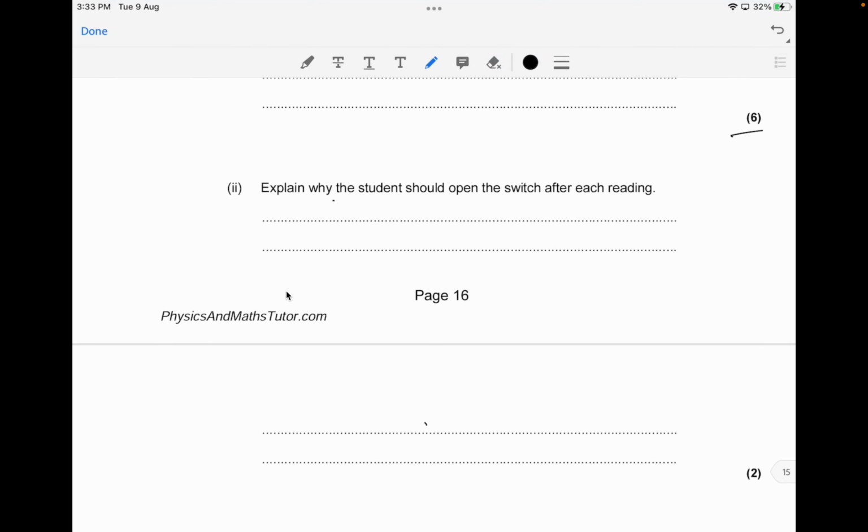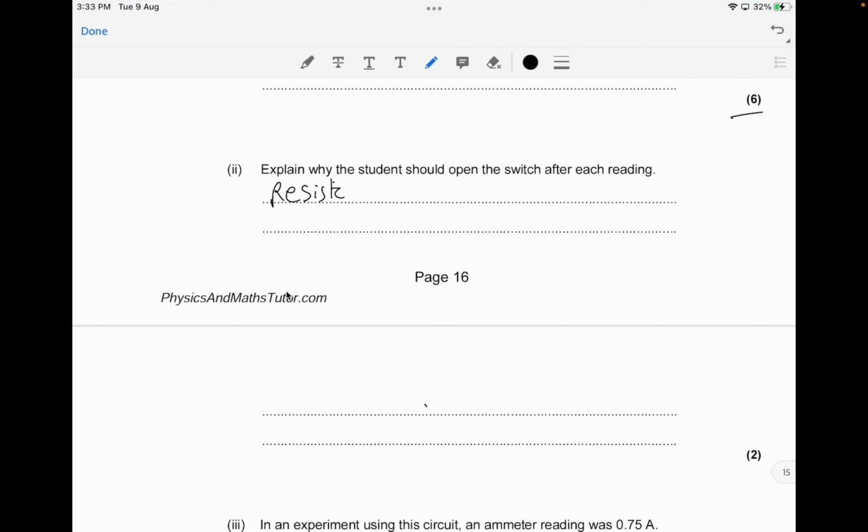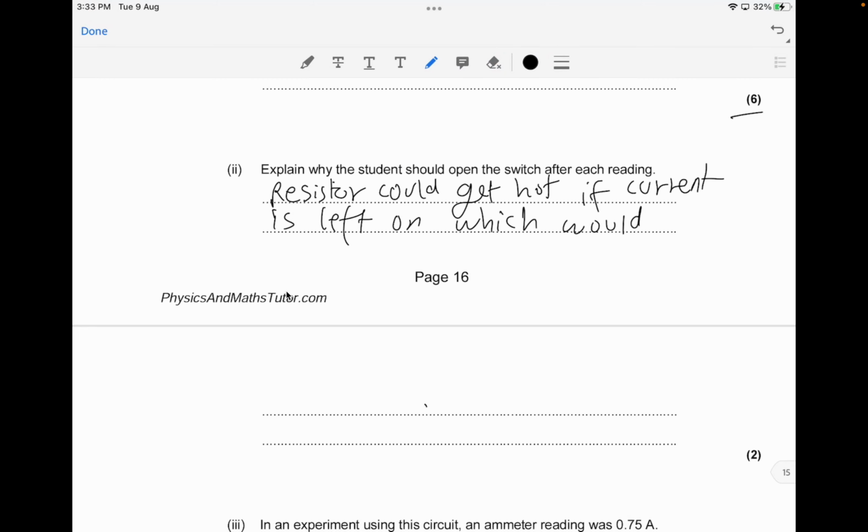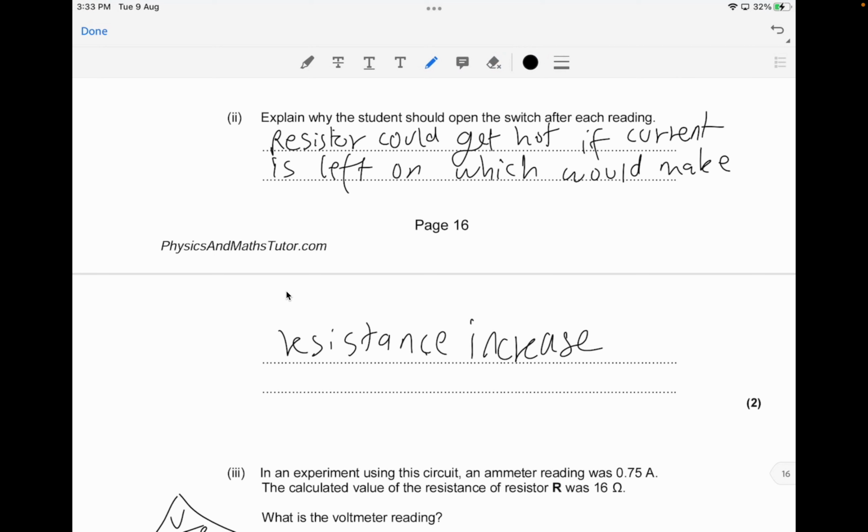Now this is a safety reason that you're going to say: the resistor could get hot if the current was left on, which would make the resistance increase in value. What I mean is that if the resistor gets hot because the current is left on, the resistance would increase indirectly. That's what would happen, which would make the resistance increase. That's for 2 marks. You're going to write that down.